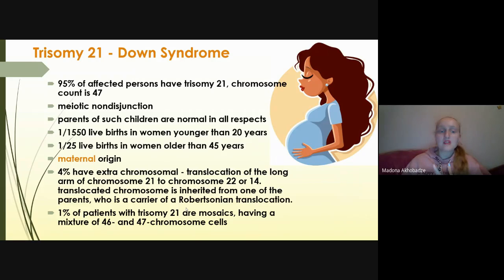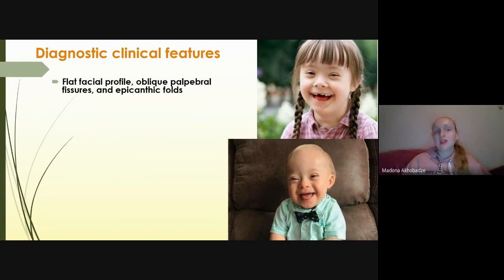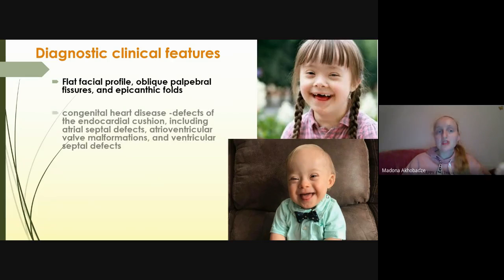And 1% of the patients are mosaics, with trisomy in some cells. They have a mixture of 46 and 47 chromosome cells. So what are the diagnostic clinical features of Down syndrome? They have a flat facial profile, oblique palpebral fissures and epicanthic folds.